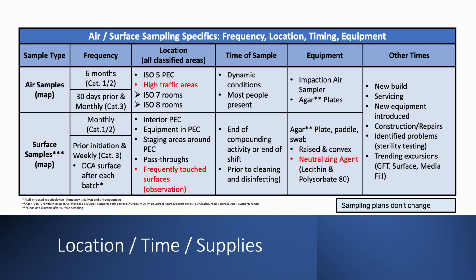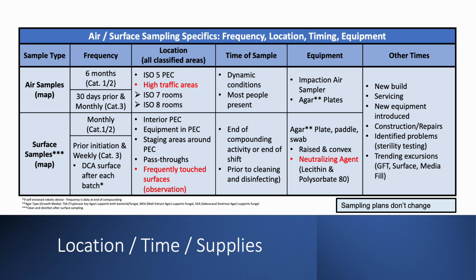For air sampling, the frequency will be every 6 months for Category 1 and 2 compounding, and every 30 days for Category 3. Locations to be sampled are going to be in the interior or inside the ISO 5 PEC or hood, and also in your ISO 7 and ISO 8 rooms, targeting the high traffic areas.